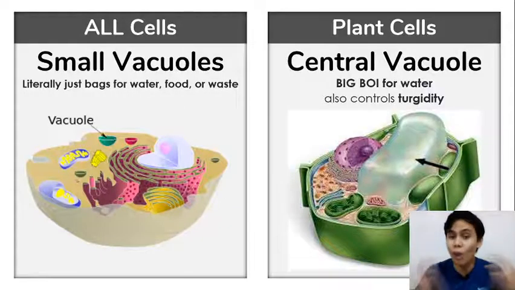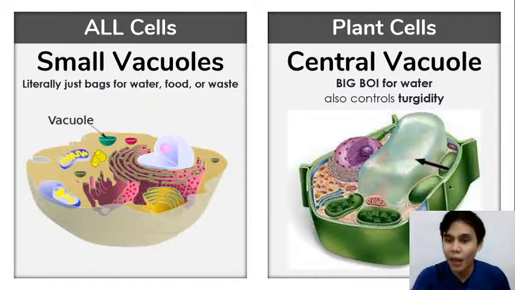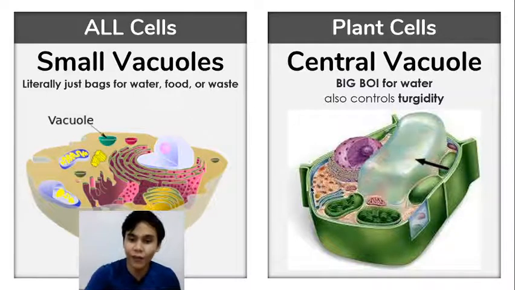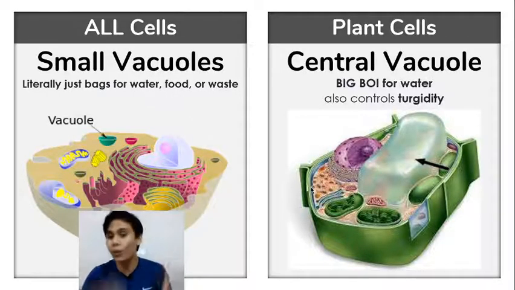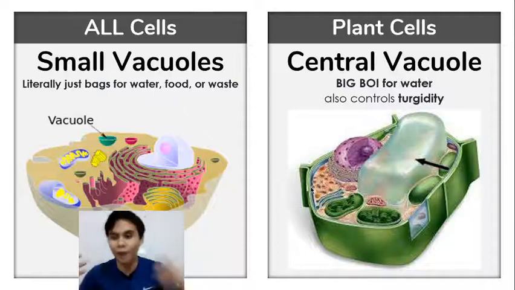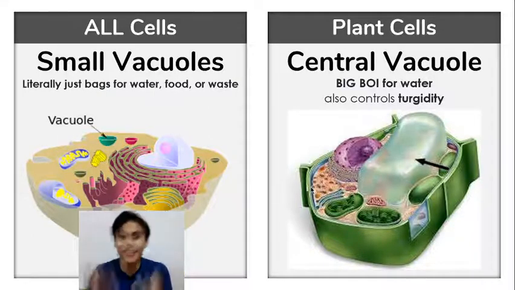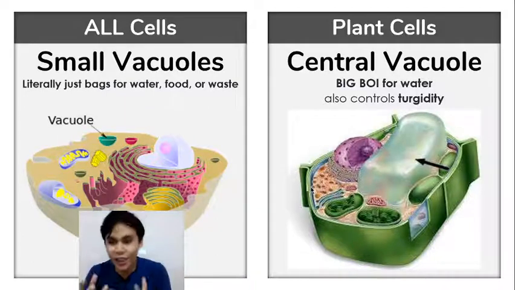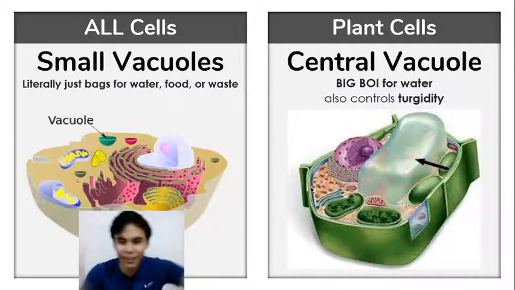So we have small vacuoles in all types of cells that are literally just membrane bags for water, food, or waste. On the other hand, plant cells have a very large central vacuole to store water and a few organic molecules just in case the rain doesn't come very often. So it also controls turgidity, or how rigid the plant cell is. The more water is in the central vacuole, the more rigid the plant cell becomes. If there's less water, it becomes kind of flaccid and flimsy.